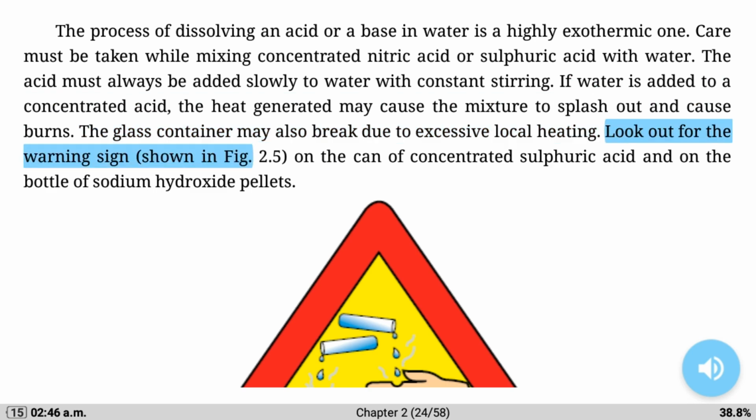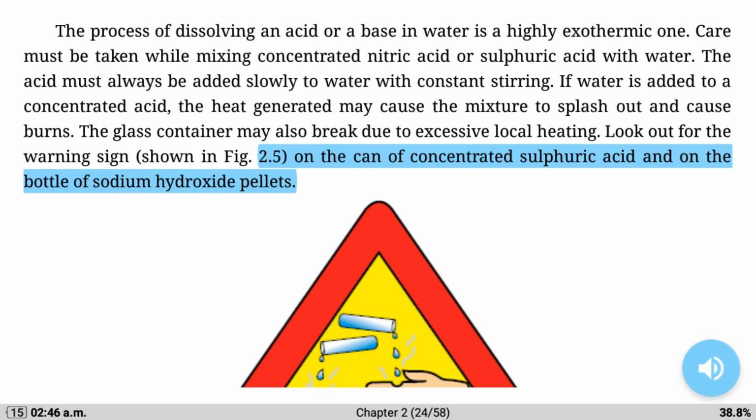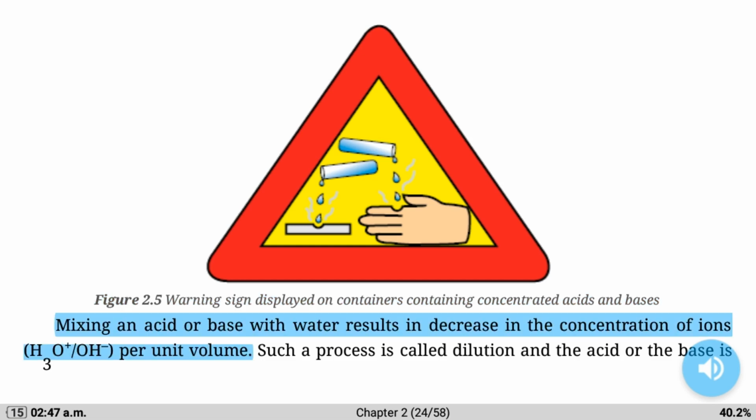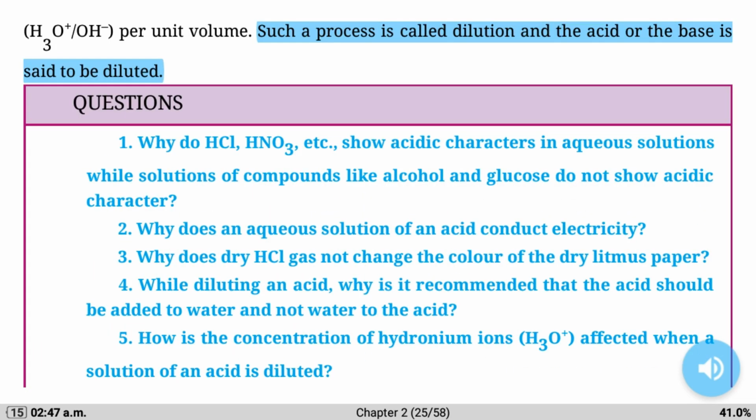Look out for the warning sign shown in Fig. 2.5 on the can of concentrated sulfuric acid and on the bottle of sodium hydroxide pellets. Figure 2.5 Warning sign displayed on containers containing concentrated acids and bases. Mixing an acid or base with water results in decrease in the concentration of ions (H3O+/OH−) per unit volume. Such a process is called dilution, and the acid or the base is said to be diluted.